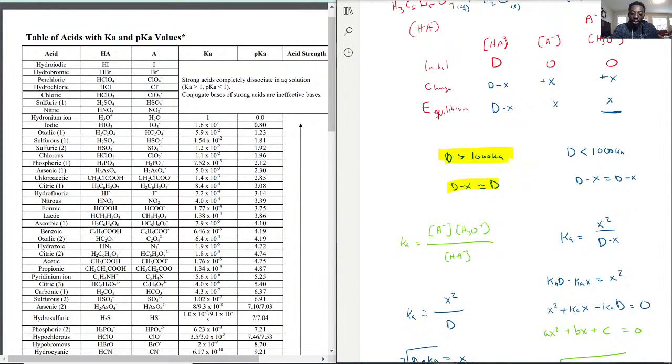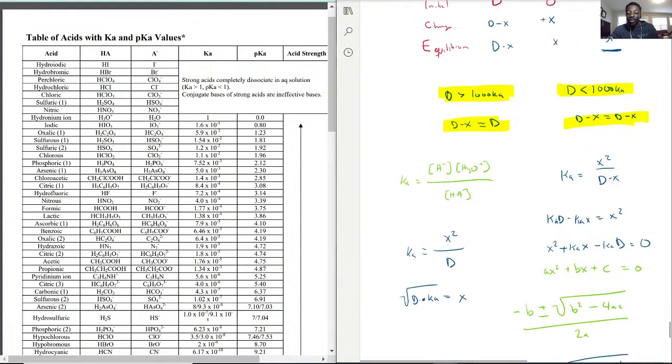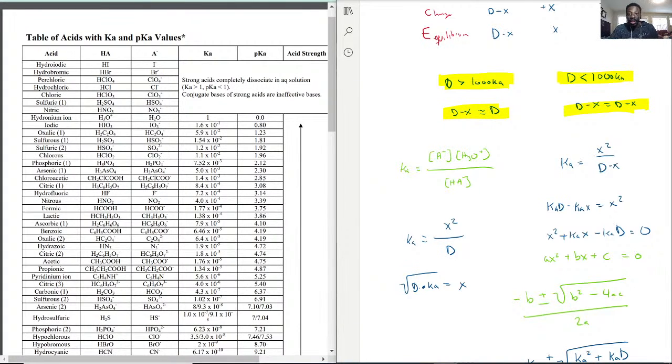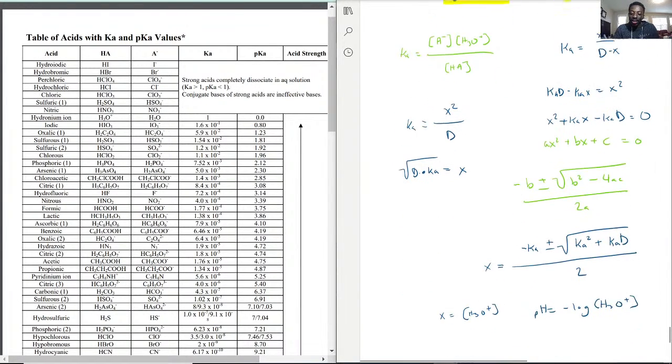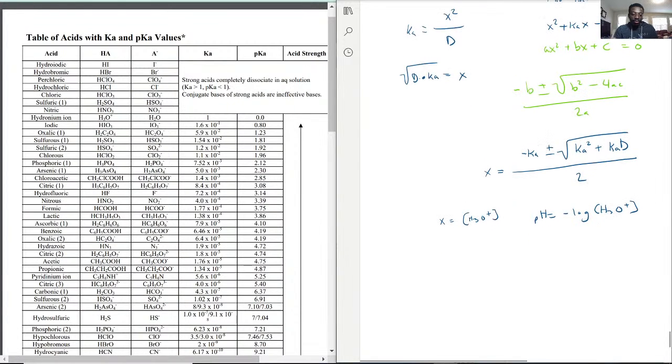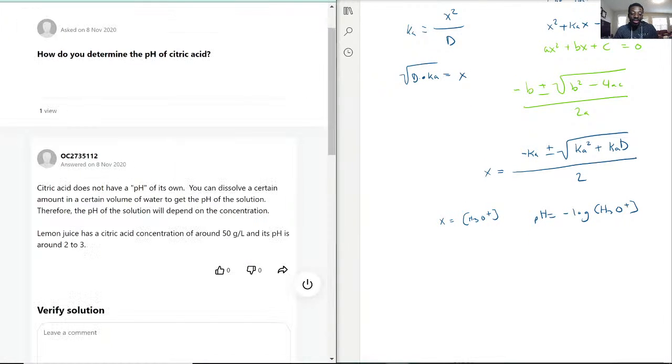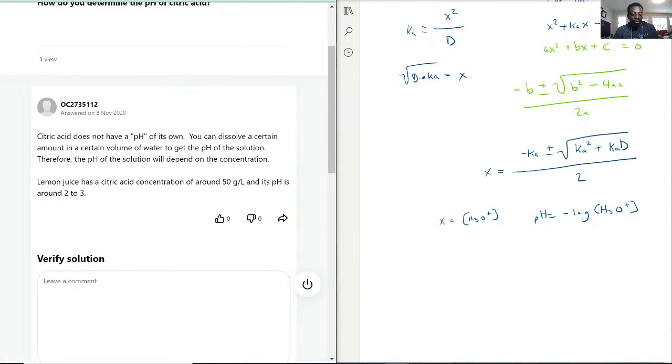The important thing to know is exactly this relationship here. If it's greater, save yourself some work. If it's not greater, good luck. I personally don't like using the quadratic formula, but it is always going to be the most accurate answer. So even if you're unsure about the relationship, please use the quadratic formula because you will get the most accurate answer. So that's all the steps you use to find the pH of citric acid.